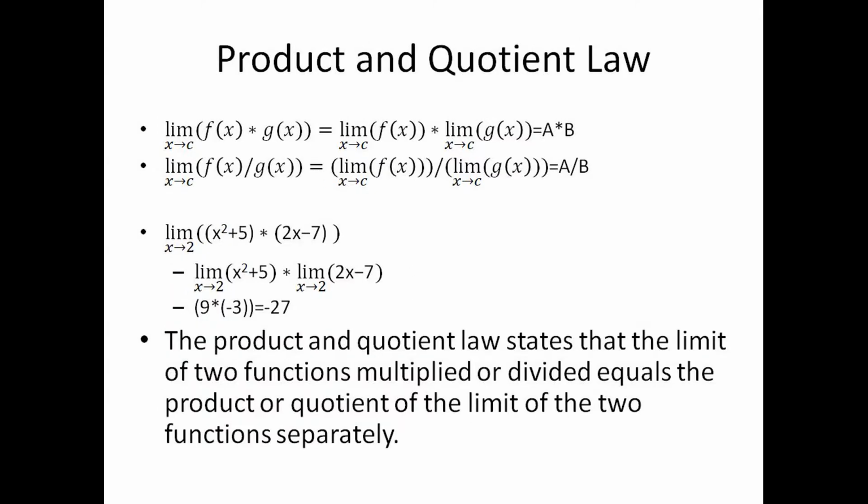The third law that we learned is the product and quotient law. This states that the limit of two functions multiplied or divided equals the product or quotient of the limit of the two functions separately. So it's very similar to the sum and difference law, except instead of adding and subtracting, we're doing multiplication and division. So basically it states the limit of f of x times g of x as x approaches c equals the limit of f of x as x approaches c times the limit of g of x as x approaches c.